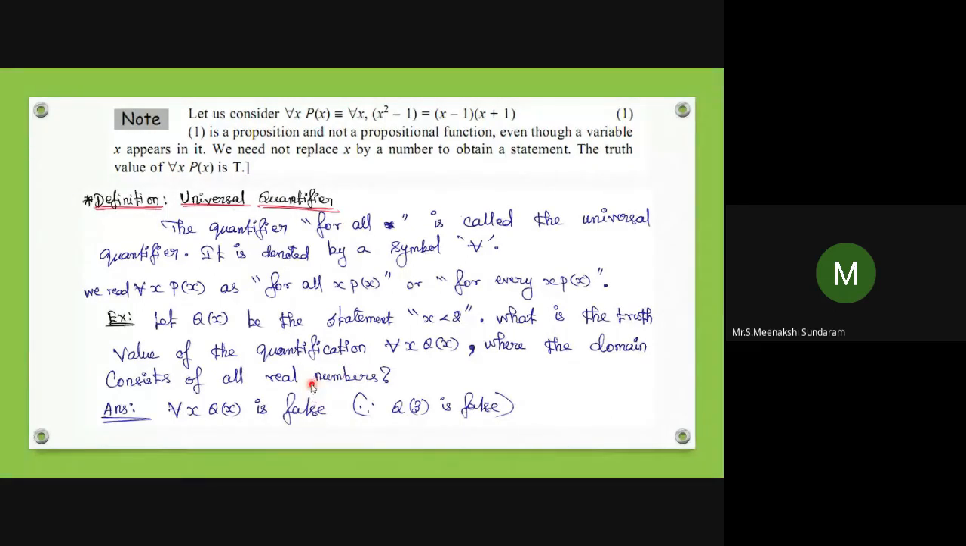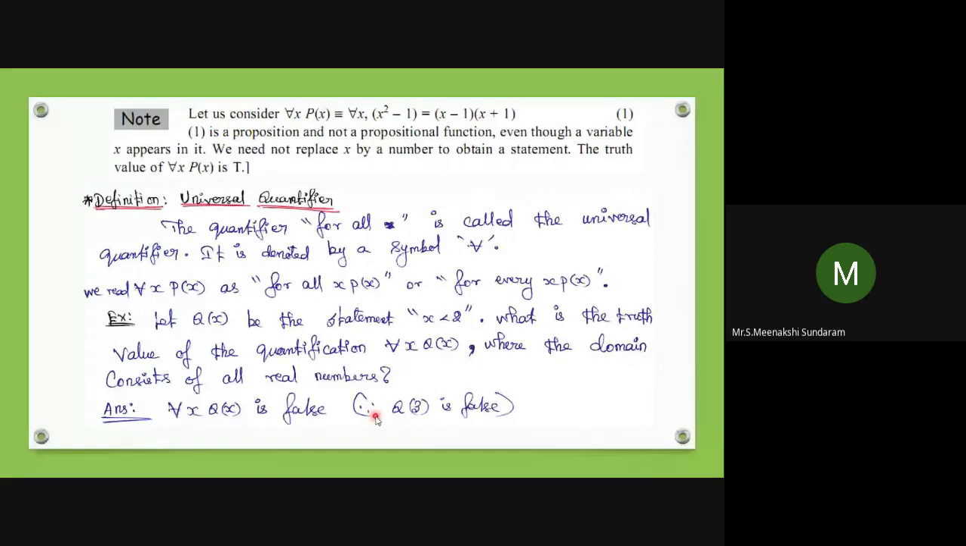I would like to take Q of 3 is false. You can write Q of 5 is false, Q of 2.5 is false, etc. So the truth value of this statement is false, because the domain consists of all real numbers. If we restrict the domain, the statement can be true.